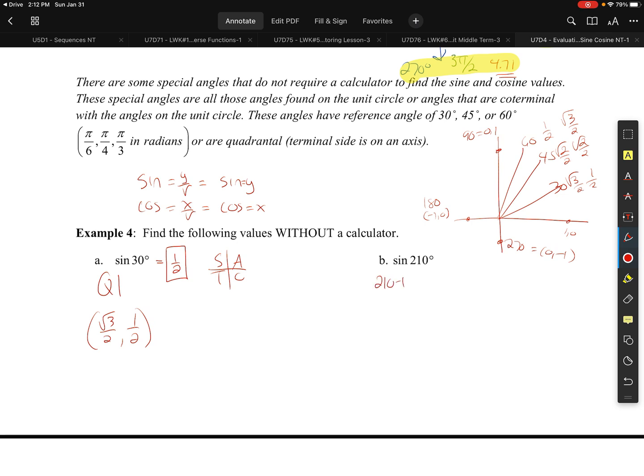210. 210 minus 180 gives me a reference angle of 30 degrees. I'm in quadrant 3. ASTC. Right? 30 degrees. Rad 3 over 2, comma half. Sine 210, third quadrant. In this case, I have sine of 210 is negative 1/2. Why? It's the y value. And then in the third quadrant, sine is negative. And this is what we've been working towards all along.